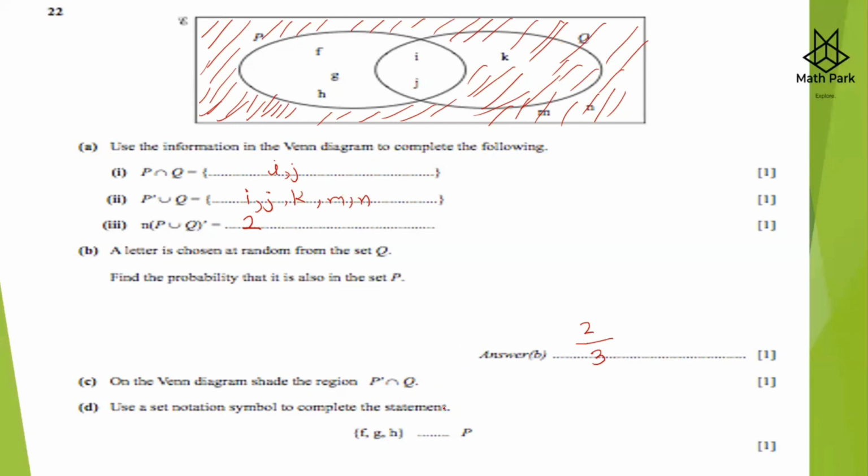Got it? Now the next part, use a set notation to complete the statement FGH. FGH is the subset of P. It is a subset of P, or you can even write proper subset of P. So children, I have taken maximum number of past questions over here.